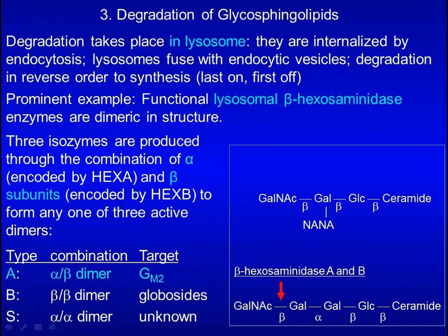It is a dimer comprised of two subunits. A beta-beta dimer makes up beta-hexosaminidase B. An alpha-beta dimer makes up beta-hexosaminidase A. Both A and B can cleave N-acetyl-galactosamine from globosides. But only beta-hexosaminidase A can cleave N-acetyl-galactosamine from GM2.